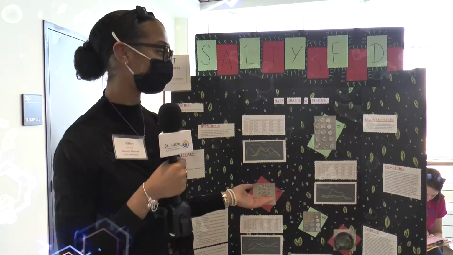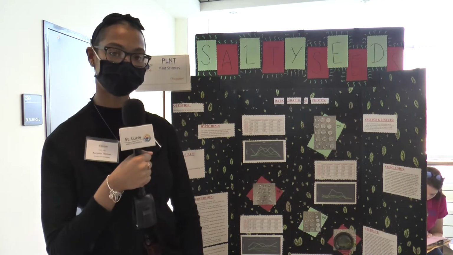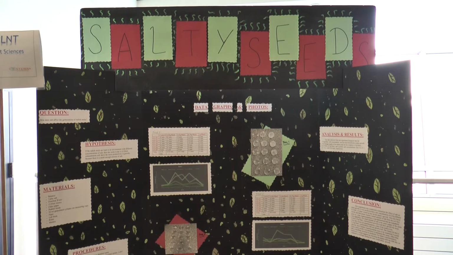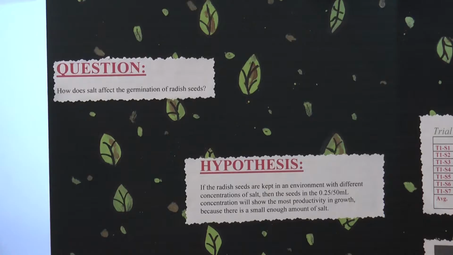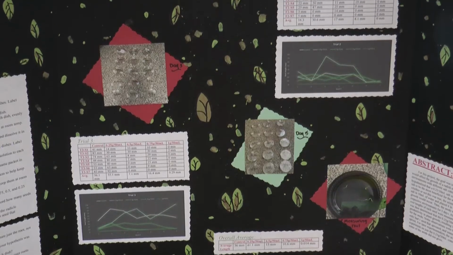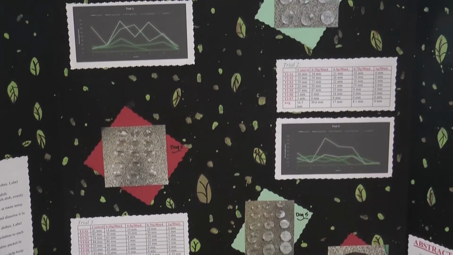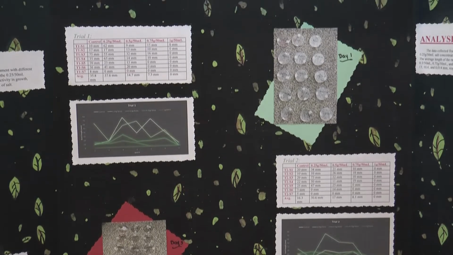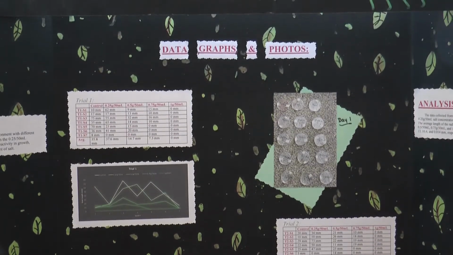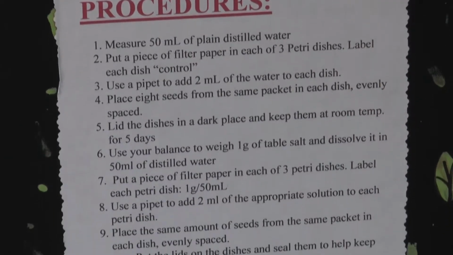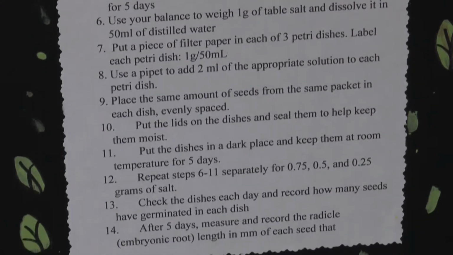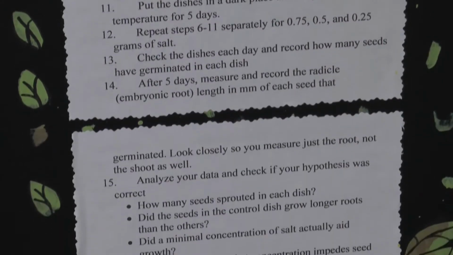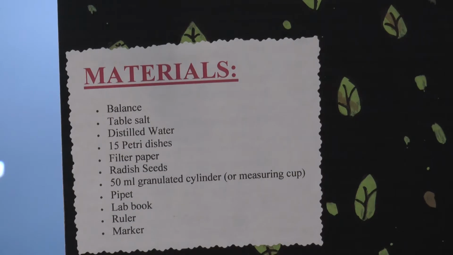My project here today is about how different salt concentrations affect the germination of radish seeds. So what I had hypothesized was that 25 grams of salt diluted in 50 milliliters of water would be the best concentration for the plant growth. And what I found in my studies is that that was the correct hypothesis and that I was right. So the other concentrations I used were 0.5 grams of salt in 50 milliliters of water, 0.75 grams of salt in 50 milliliters of water, and 1 gram of salt in 50 milliliters of water. And then I had my control with no salt.